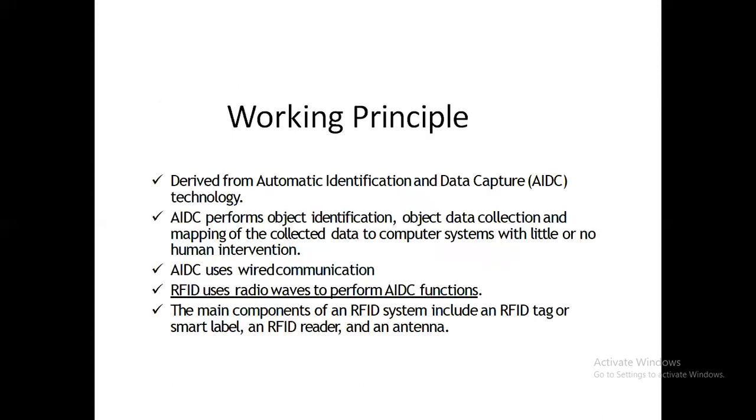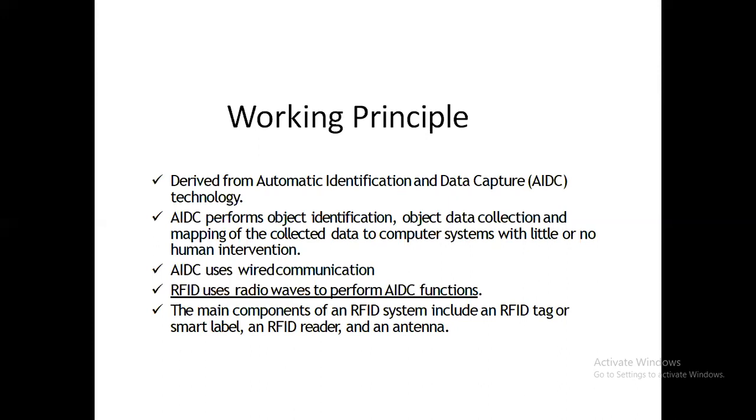Okay, so the working principle, how actually this RFID works. It is derived from automatic identification and data capture, AIDC. AIDC stands for automatic identification and data capture. It is a technology which performs object identification, object data collection, and mapping of the collected data to computer systems with little or no human intervention. So AIDC uses wired communication.